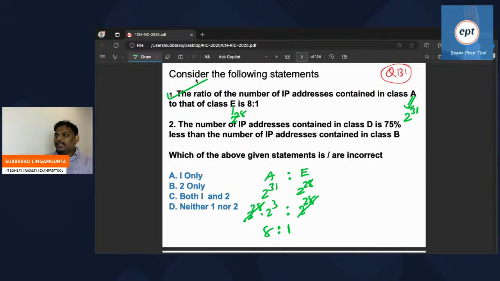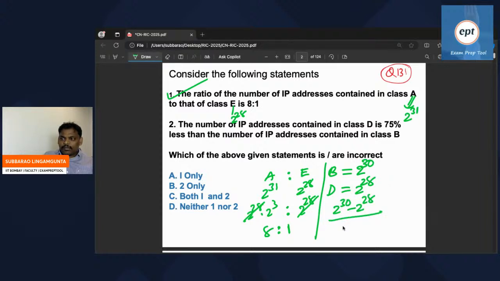See statement 2. The number of IP addresses contained in class D is 75% less than the number of IP addresses contained in class B. Let's check. How many IP addresses in class B? In class B, 2 bits are fixed, so 2 power 30. What about D? 4 bits are fixed, 2 power 28. So how much less? 2 power 30 minus 2 power 28. The percentage is asked relative to 2 power 30. If you take 2 power 28 common, it is 2 square minus 1, which is 3, by 2 power 28 into 2 square.